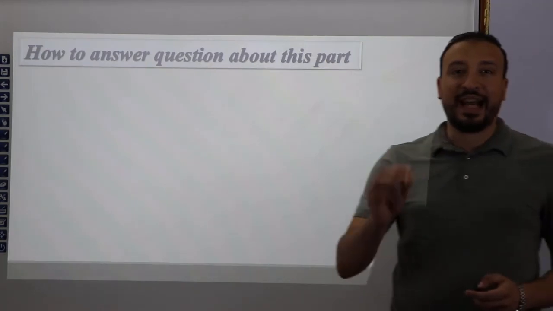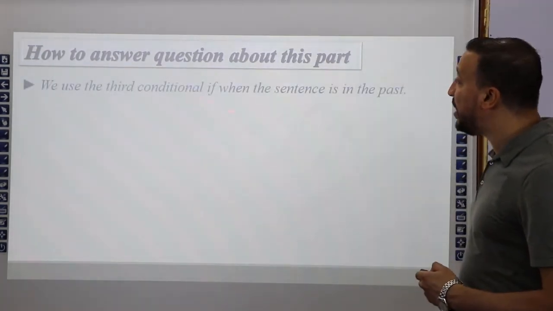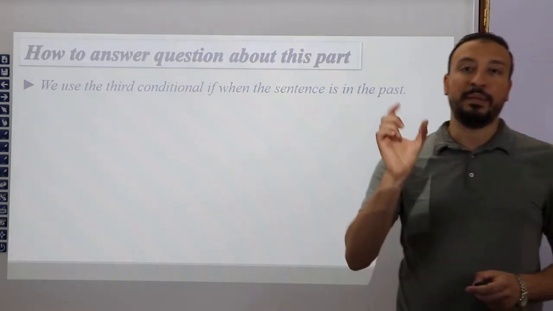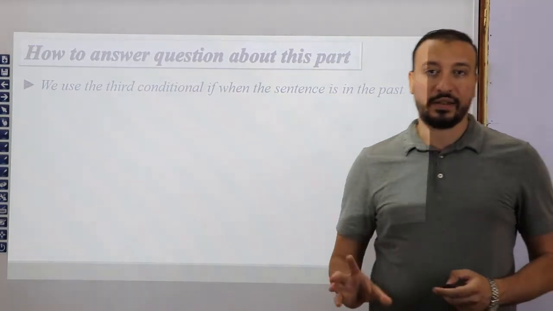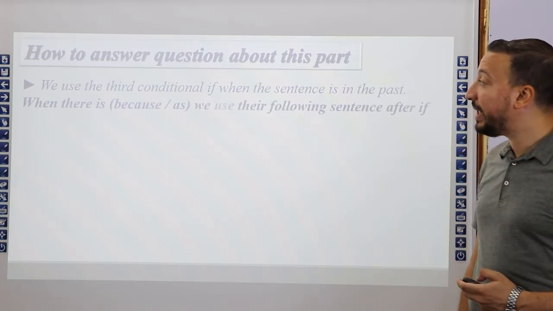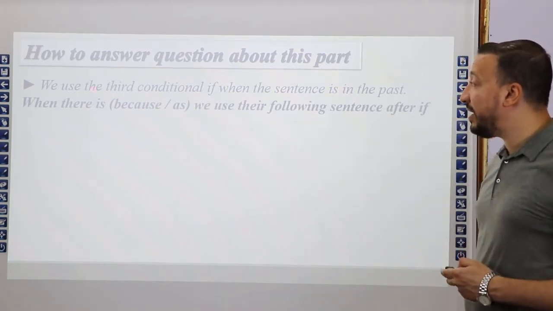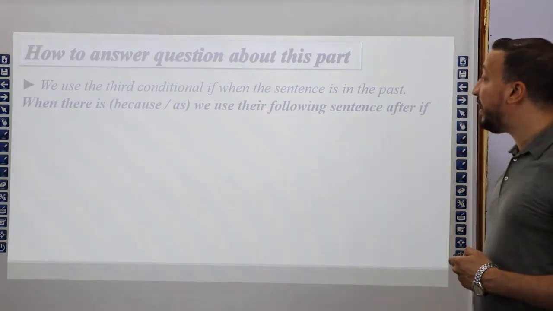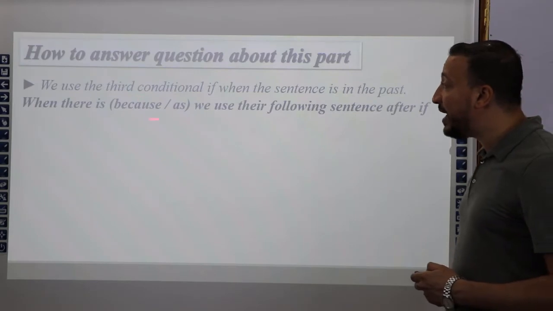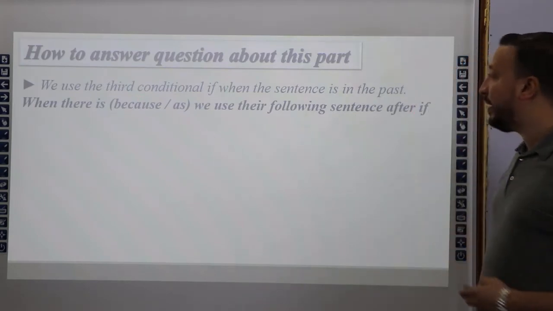Now, how to answer questions about this part. ازاي بقى اجاوب اسئلة على الحالة الثالثة؟ نركز بقى كويس. We use the third conditional if when the sentence is in the past. يبقى الحالة الثالثة يبقى مديني الجملة في زمن الماضي البسيط. برضه هنتبع نفس الخطوات اللي كنا بنتكلم عنها في يونت 15 اللي هي when there is because or as. لو عندي because او as، we use the following sentence after if. يبقى بستخدم الجملة اللي بتيجي بعد because or as ببدأ بيها جملة if.